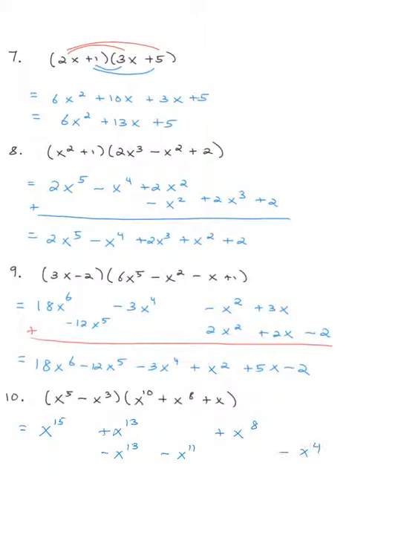Okay, so I was able to do this pretty well here. When I add these together, our final answer is x to the 15th. There are no x to the 13ths. There's a minus x to the 11th, a plus x to the 8th, and then a minus x to the 4th.